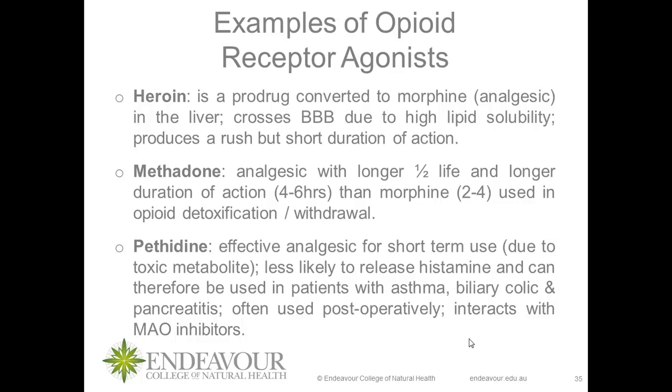Pethidine is very effective for analgesia in the short term. We cannot use it for long-term pain relief because it does produce a toxic metabolite. On the other hand, pethidine is less likely to cause that histamine release. So if a person had asthma, where they were already at risk of hyperreactive airways, you wouldn't want to give an opioid that led to that bronchoconstriction. So the opioid of choice would be pethidine, one that's less likely to release the histamine and bring on that bronchoconstriction.